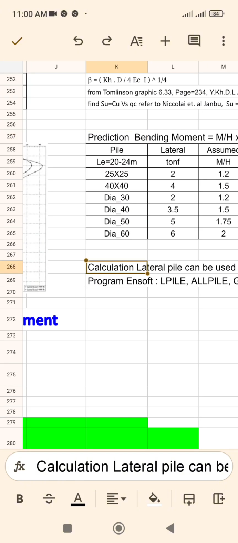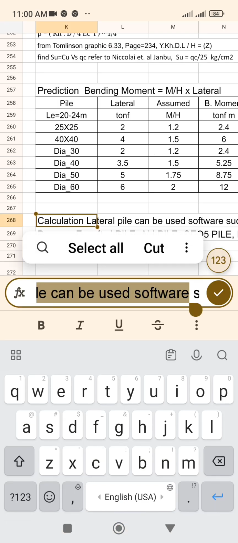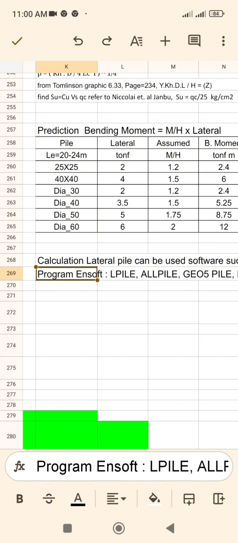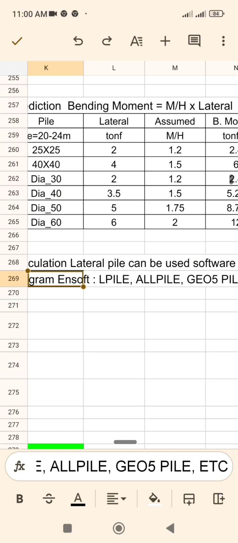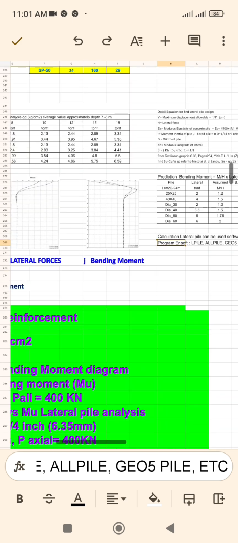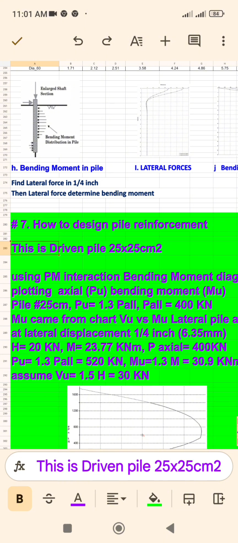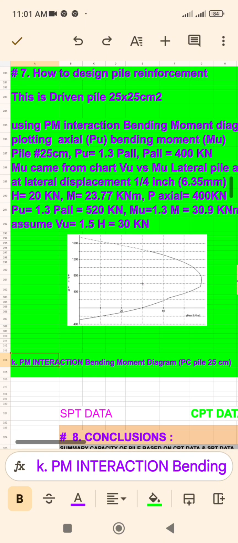Conclusion. From the table, you can see the comparison of bored piles and driven piles. Calculating the bored pile, the compression pile capacity is obtained: SPT data versus CPT data equals 6 versus 5. And the tension pile capacity, SPT data versus CPT data equals 2 versus 1.